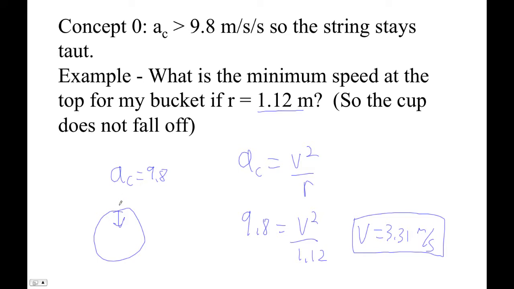To be sure, when I show you that demonstration, I'm probably pulling like 2 Gs or something like that at the top, so that the cup is firmly rooted against the plate. Anyway, that's how you solve those. If it's the minimum speed, just set the centripetal acceleration equal to 9.8.